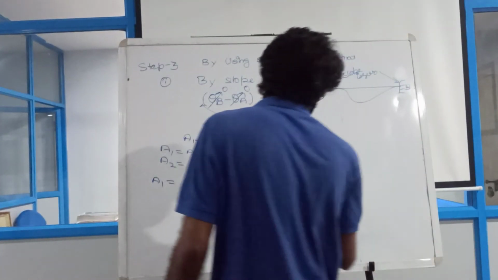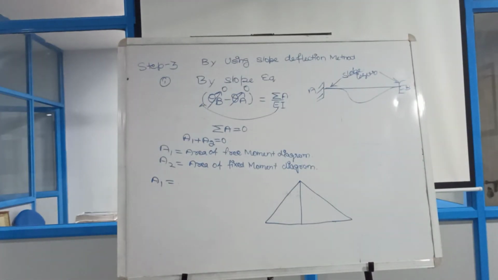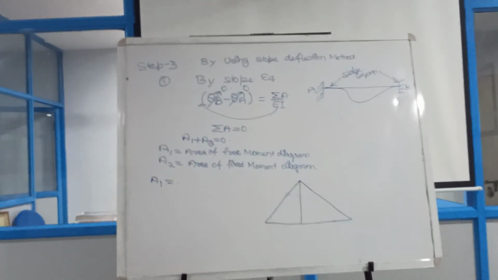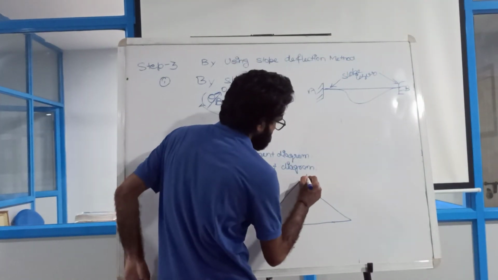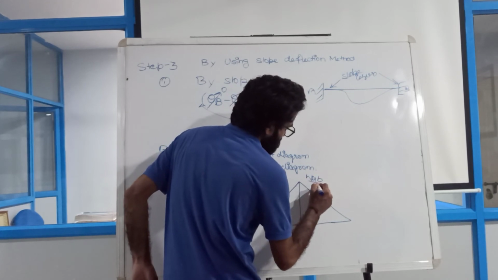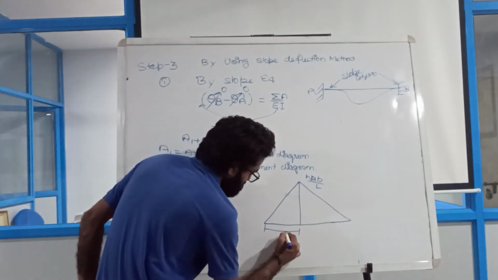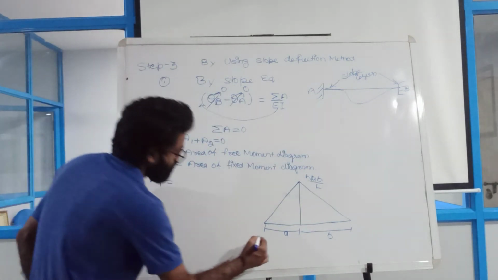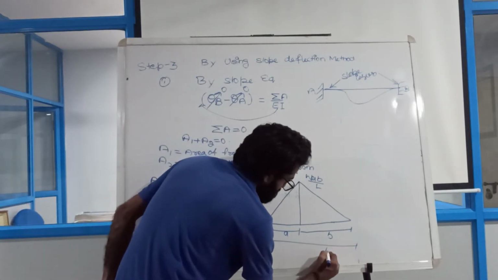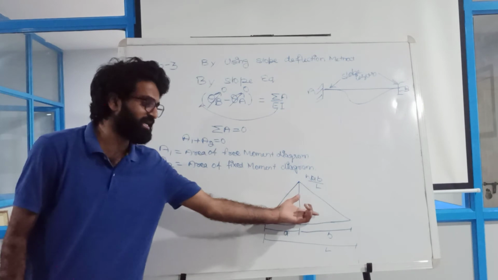So what is the height of this particular diagram? The height of this particular diagram is WAB divided by L. Am I right? The distance from here to here is A, the distance from here to here is B, and the total distance is L. If you check the bending moment diagram previously, you will get the same diagram. So now this is my triangle.